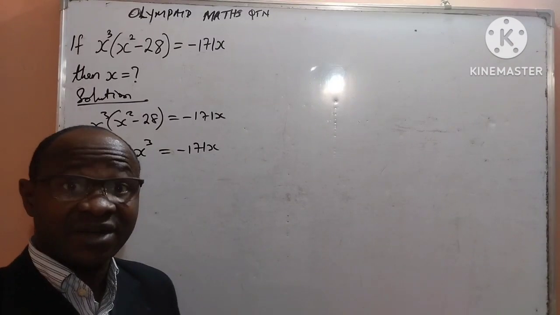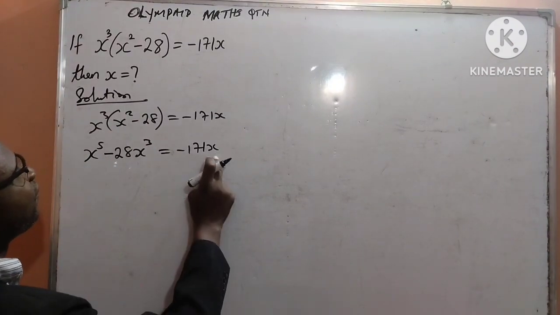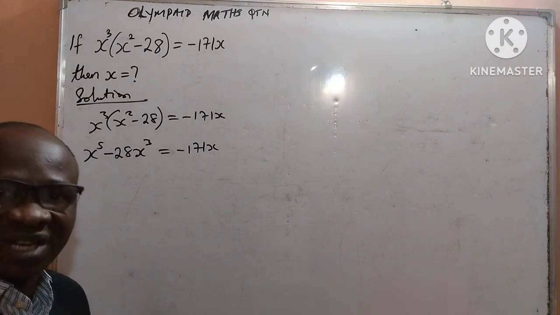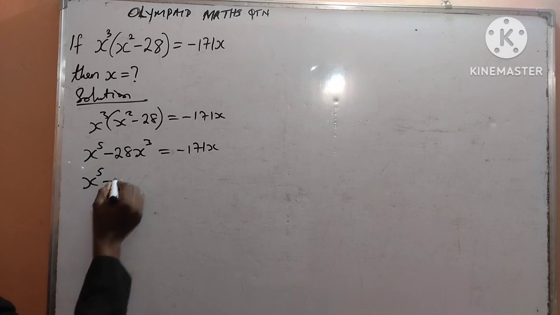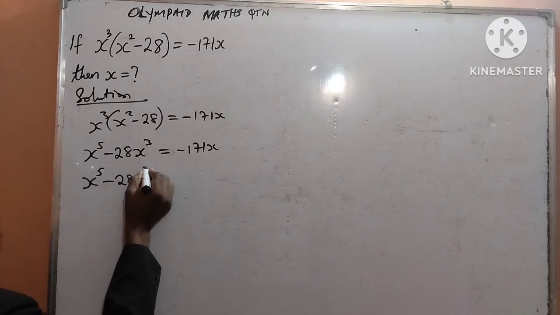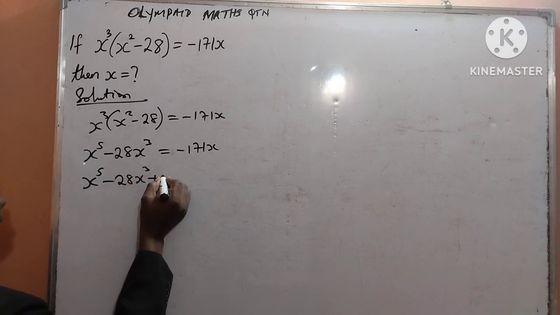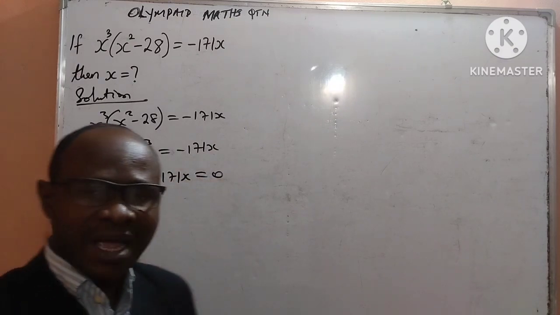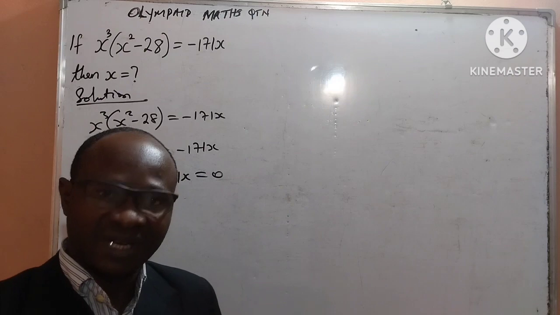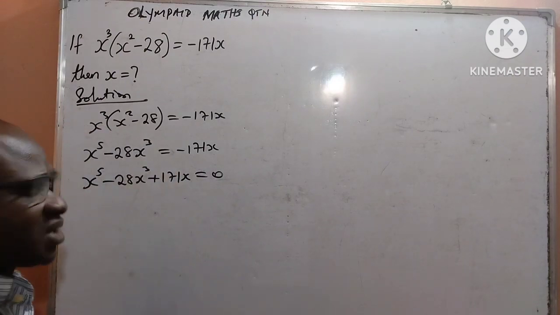That is the first step, and the second step is that we move what we have on the right hand side to the left hand side, and it is going to give us x raised to the power 5 minus 28x raised to the power 3 plus 171x. Everything now is equal to 0. I have moved what we have on the right hand side to the left, and this is what resulted.